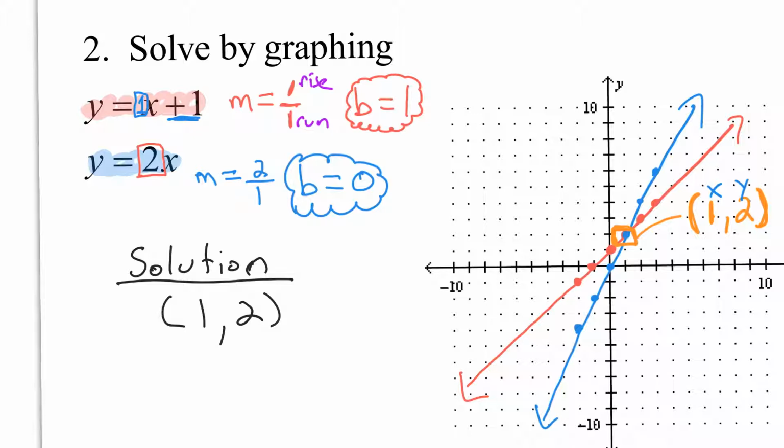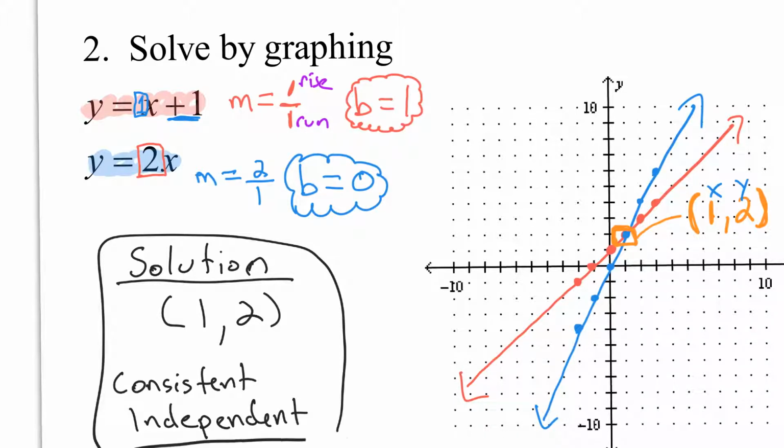Now, the type of system that you guys have, okay? When you guys look at the two lines and they intersect only one time, we say that the system is consistent, independent. Some people say classify the system, so it is a consistent, independent system. When you guys hear that phrase, consistent, independent, it means that the two lines intersect only one time.